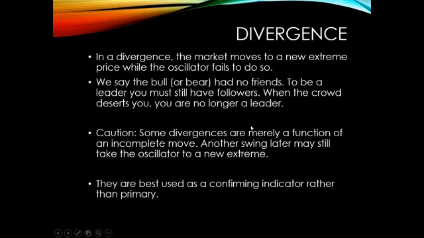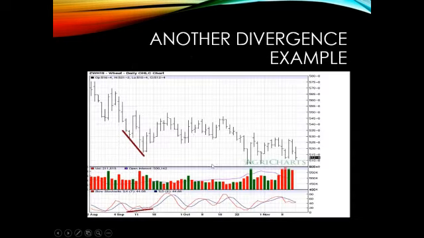So this text is just to summarize what we just talked about. Market moves to a new extreme price while the oscillator fails to do so. We say that the bull or bear has no friends. Some divergences are merely a function of an incomplete move. However, you have to be a little careful with them. You may have another swing later that still takes that oscillator to a new extreme. It's best used as a confirming indicator rather than as your primary.